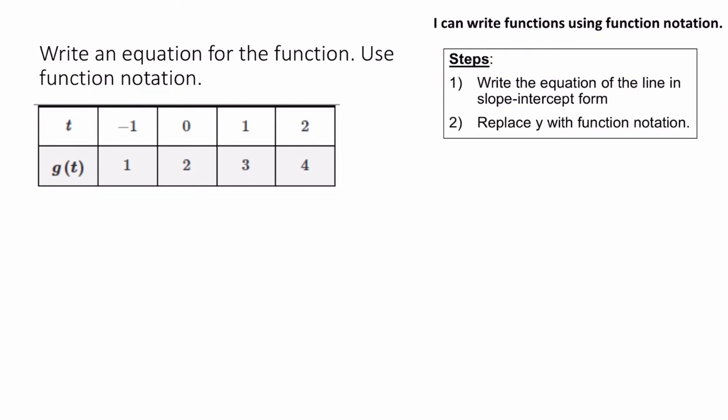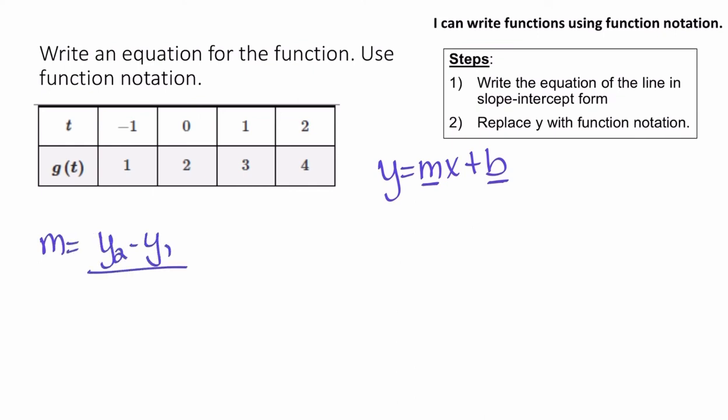So let's try writing an equation for this function, and let's use function notation. So remember, the equation of the function is going to be in y equals mx plus b form. So we need to figure out the value of m, which is the slope, and the value of b, which is the y-coordinate of the y-intercept. So let's first start with slope. So for slope, we're going to need that formula, y2 minus y1 over x2 minus x1.